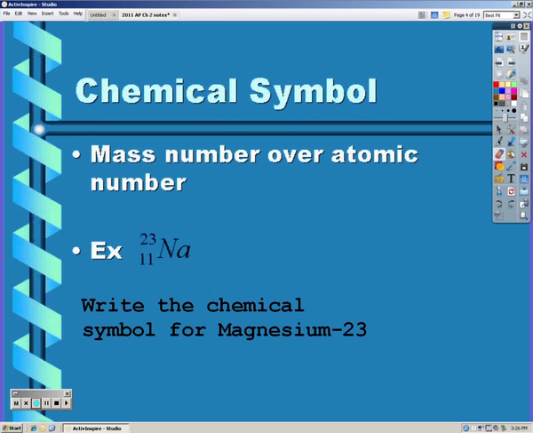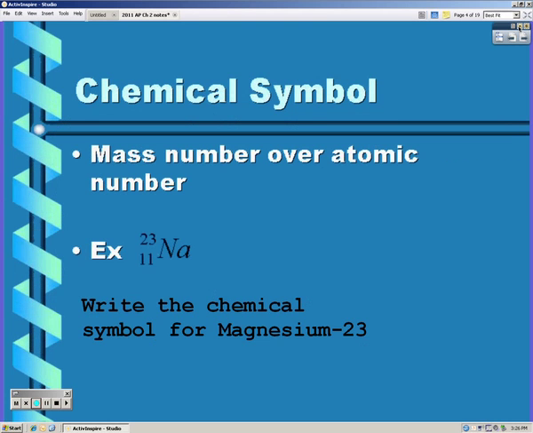So on a chemical symbol, you have the mass number over the atomic number. So 23 over 11 Na is sodium with a mass of 23 and an atomic number of 11. If you're writing the chemical symbol for magnesium 23, the 23 represents the mass, so that goes on top. And to find the atomic number, you need to look on the periodic table, which is 12.